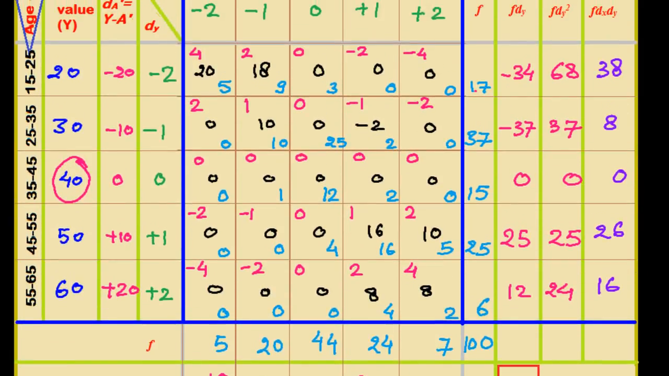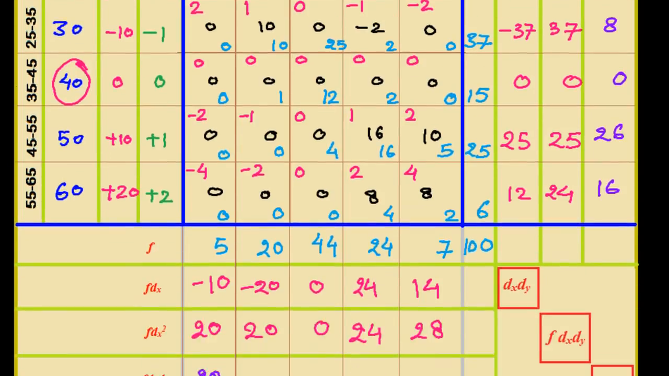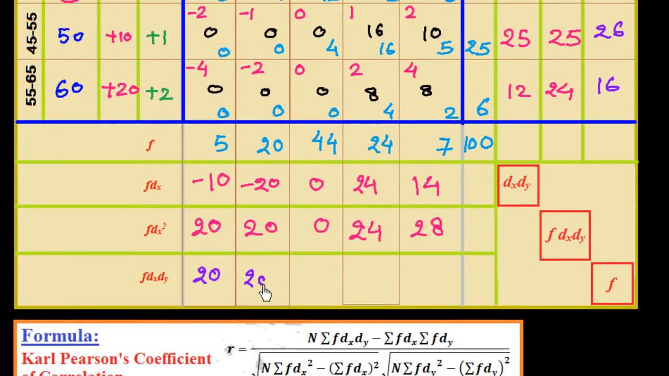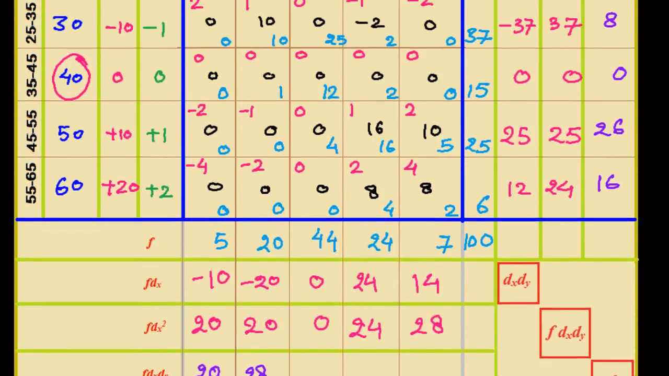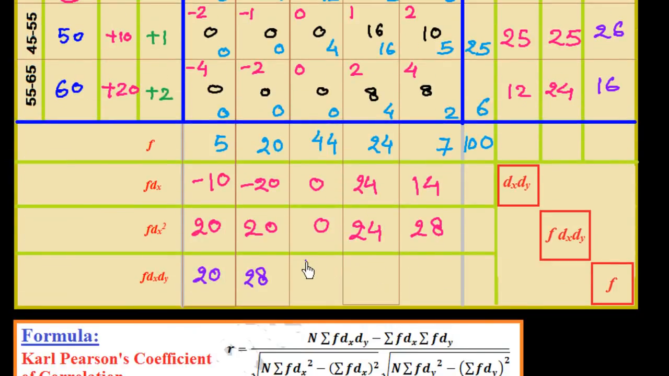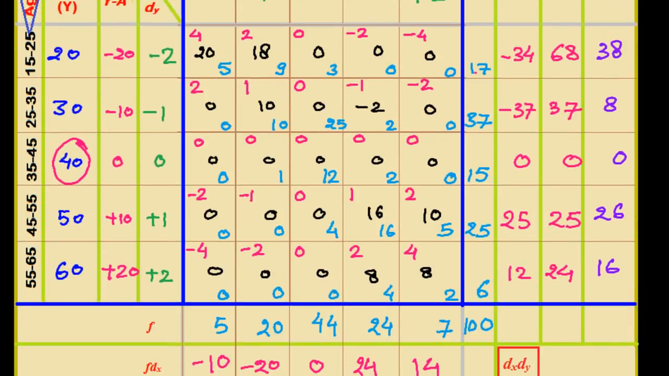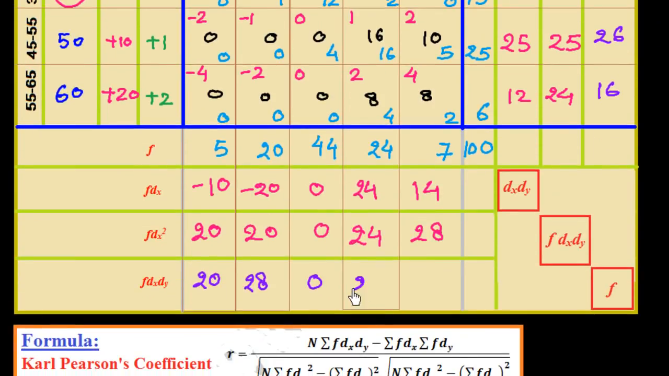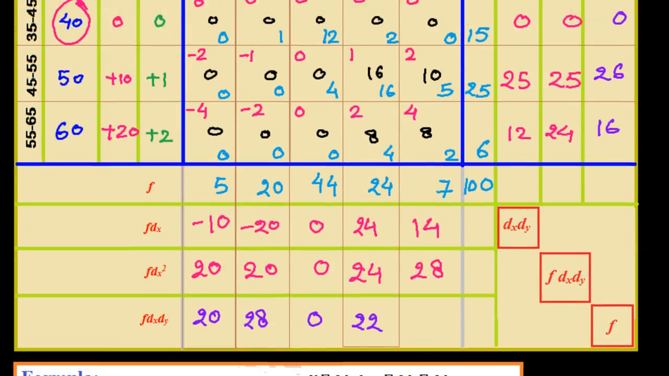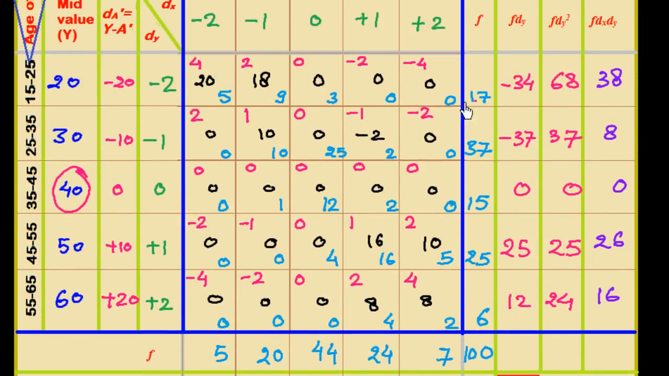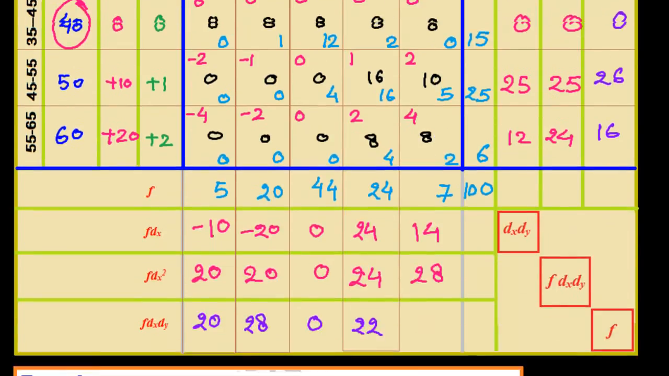Here you see 18 plus 10, it is 28. Look at here, 0. Here you see minus 2 plus 16 plus 8, it is 24 minus 2, which is 22. We have to write down here 22. And the last column you see, it is 10 plus 8, 18. So we have to write down here 18.